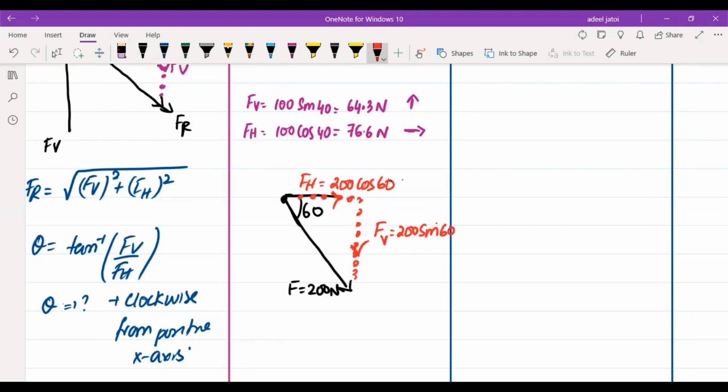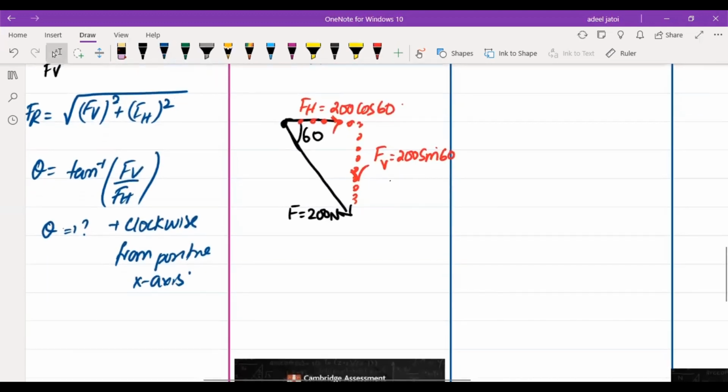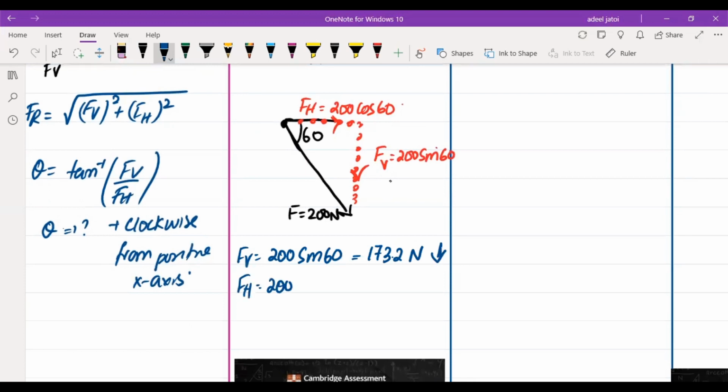So if we write down this thing, your FV will be 200 sine 60, which is 173.2 Newton, which acts vertically downwards. Whereas FH will be 200 cos 60, which will be 100 Newton. This acts horizontally towards the left.